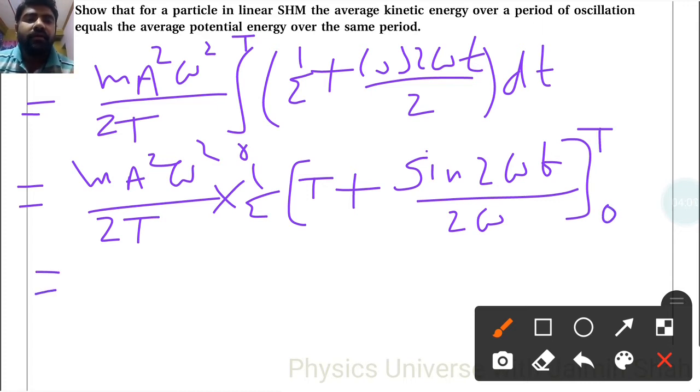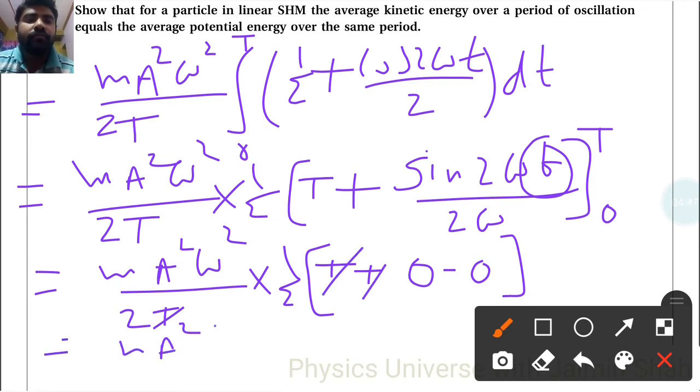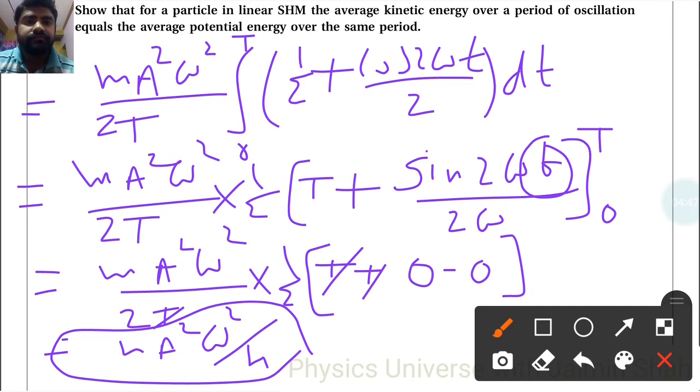So now m a square omega square upon 2T into 1 by 2, applying the upper limit T, we get T minus 0, right? And omega is 2 pi upon T, so sin 4 pi appears, and sin 4 pi is nothing but 0, so 0 minus 0 is 0. Now the T gets cancelled out, so we are left with m a square omega square upon 4. So this is the average kinetic energy, right?